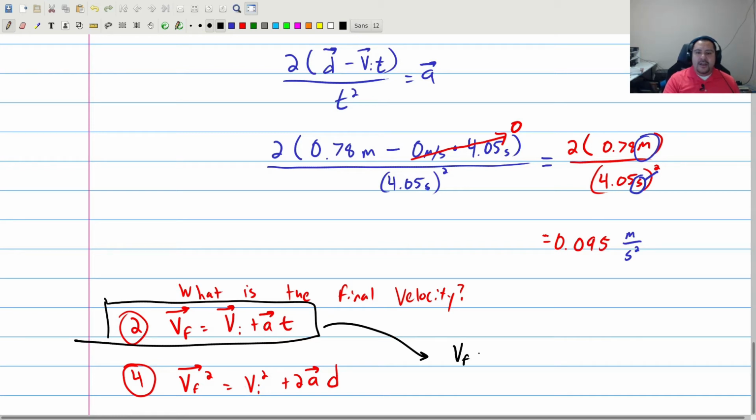V final is equal to V initial, which is 0 meters per second, plus the acceleration we just found up here in this step, 0.095 meters per second squared. By the way, a quick note here.